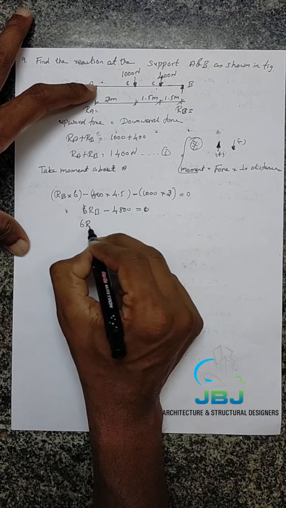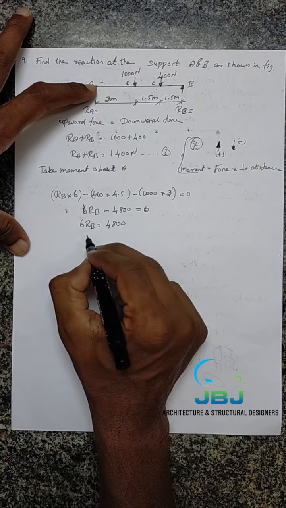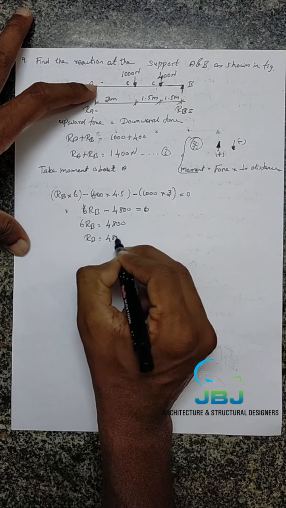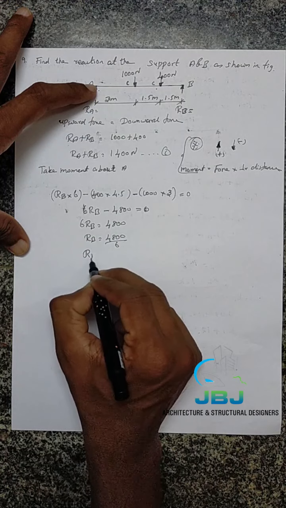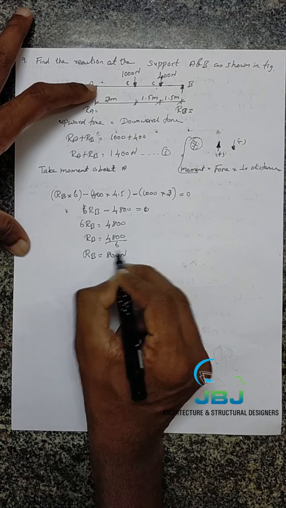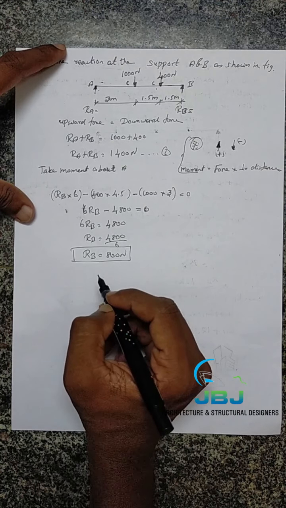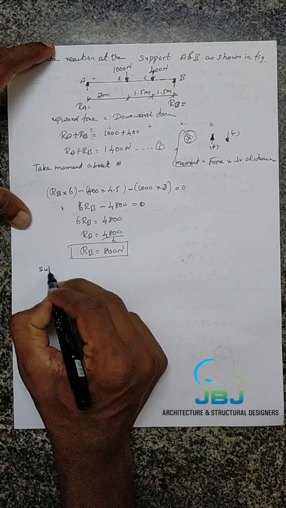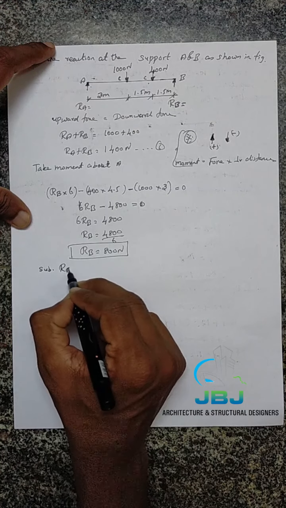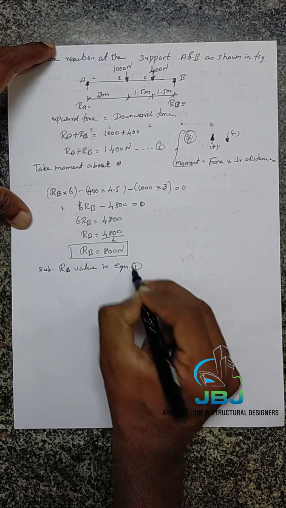6 RB equal to 4800. RB equal to 4800 divided by 6. Clear? So the value of RB is equal to 800 Newton. Just find the value of RB. Then after that, substitute the RB value in equation 1.